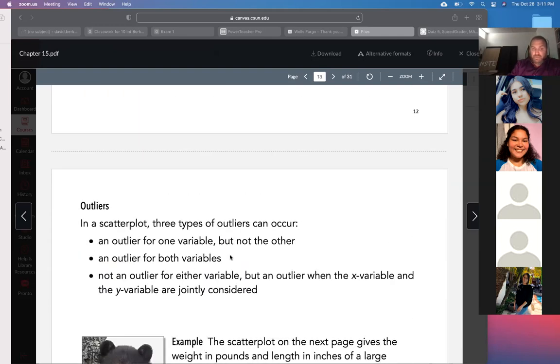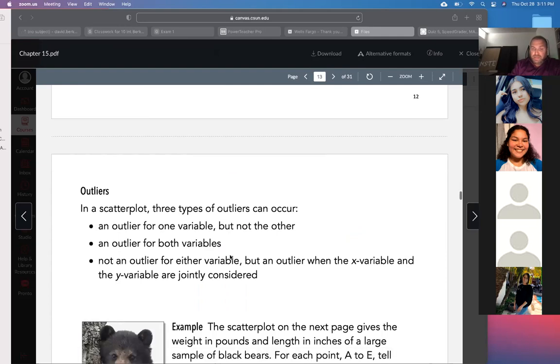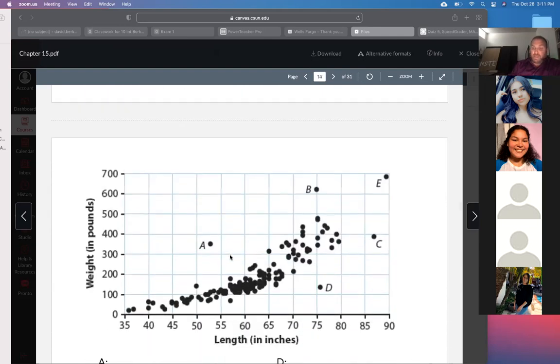E would be an outlier for both variables. I don't need to worry about joint. It's already an outlier. Its length is way outside the norm. Its weight is way outside the norm, even not considering the other variable. And certainly together, it's out to the norm. But it is an outlier for each variable separately. Will we agree on all that?